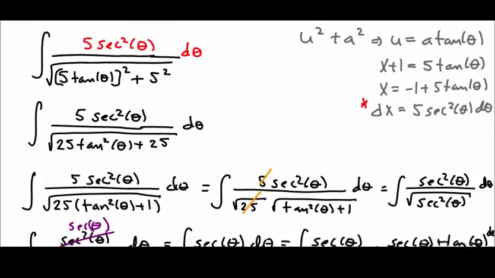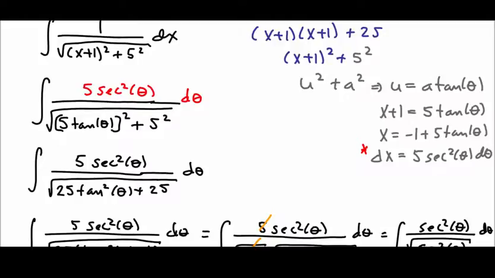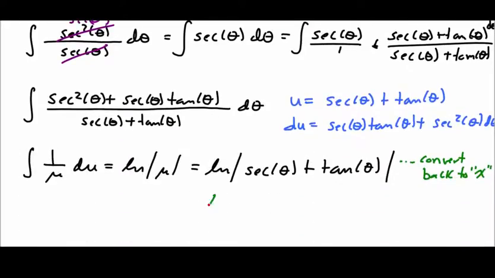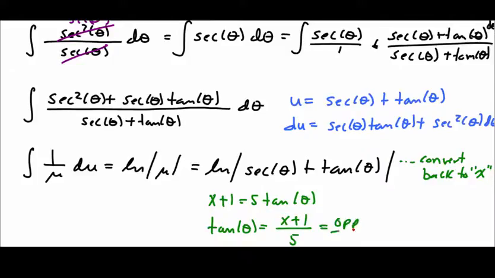So to convert back to x, we come back up here and we use our substitution. We have x plus 1 is equal to 5 tan theta. So if I solve for tangent of theta, I get x plus 1 over 5. Now remember, tangent is opposite over adjacent. So I have my right triangle, and it has to be marked as a right triangle, and it has to look like a right triangle. I always mark my angle theta, and again that's opposite over adjacent.